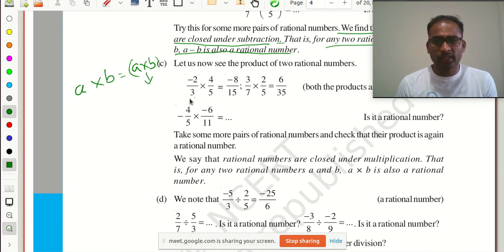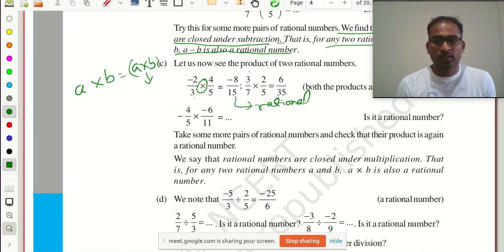Minus 2 by 3 is one rational number. 4 by 5 is another rational number. Now I am doing the multiplication. Just see the sign. Minus 2 by 3 and 4 by 5. So I will get minus 8 by 15. Is minus 8 by 15 a rational number or not? Yes, because this is in the form of P by Q.